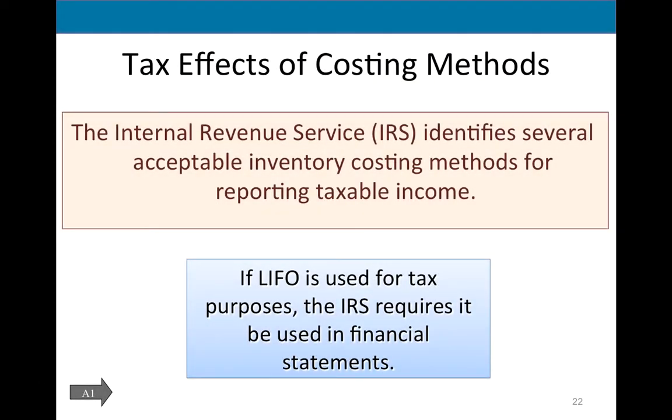So the tax effects, guys, you can read it right here. If I had a choice, each company, each corporation has two sets of books. They have a set of books for financial reporting, and that's what we are studying. And they have a different set of books for taxes for the IRS. And guys, the approaches are often different. So if I had a choice, I would use LIFO for taxes, and I would use FIFO for financial reporting because it gives me the highest net income. But the IRS says if you're using LIFO for tax purposes, you must use LIFO also for financial reporting.